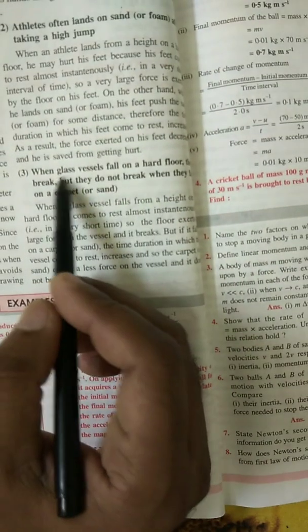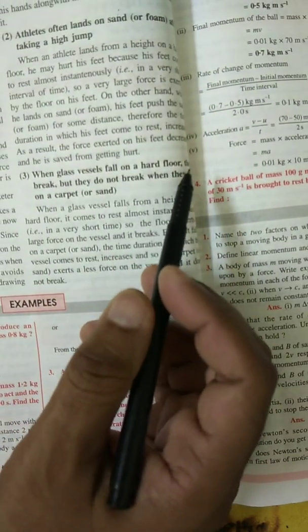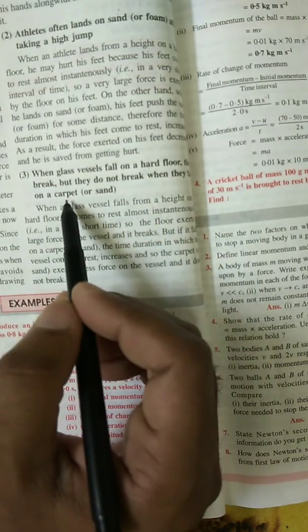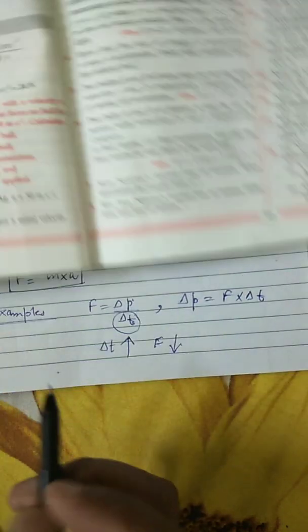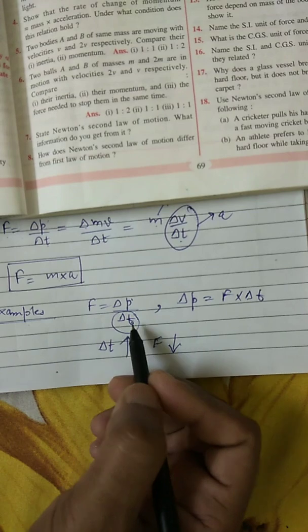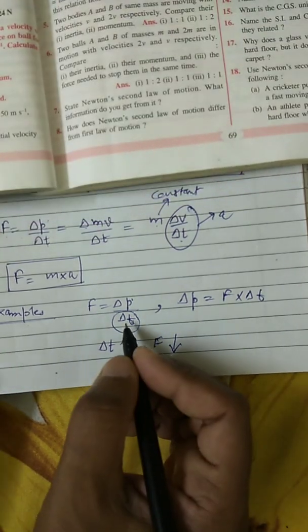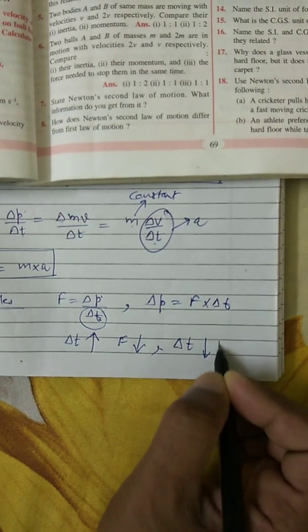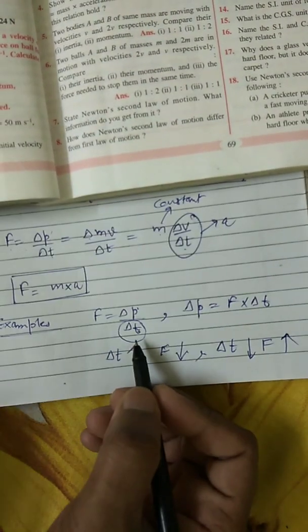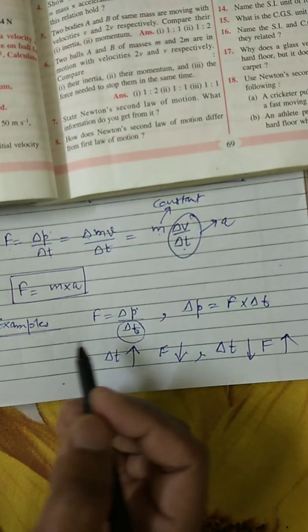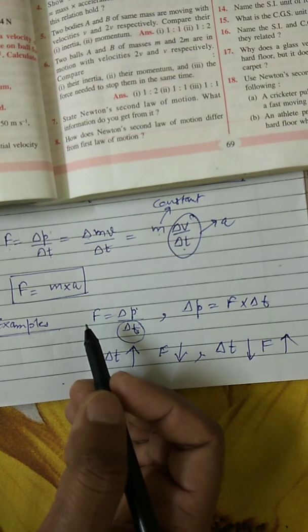Same case, when a glass vessel falls on a hard floor, it breaks, but they do not break when they are falling on the carpet or sand. So same case, when it is falling on the hard floor, delta T will decrease. If delta T decreases, in the denominator, so force effect will increase. So with that, there are more chances for the glass vessel for the breakage.